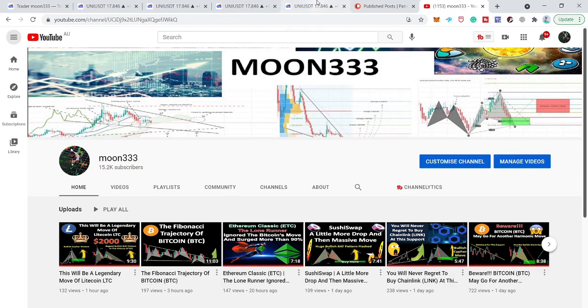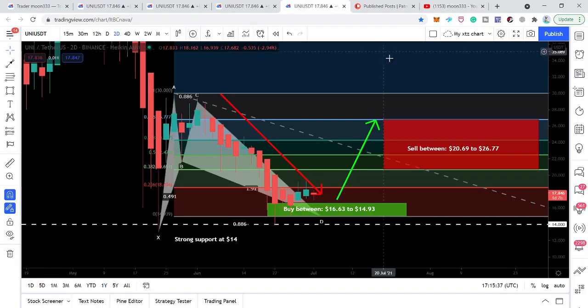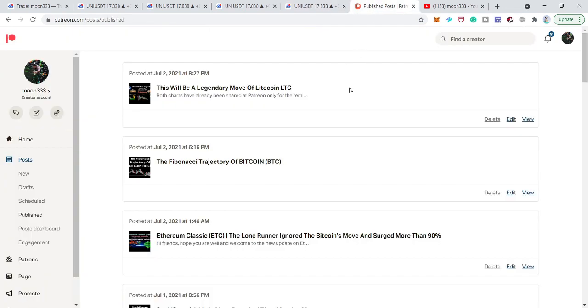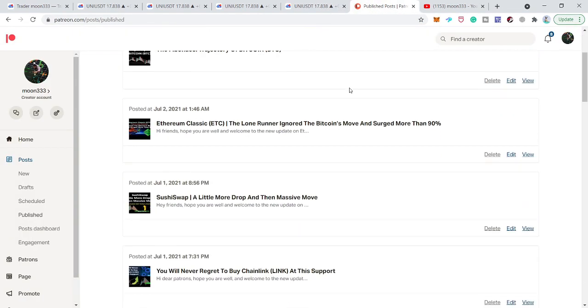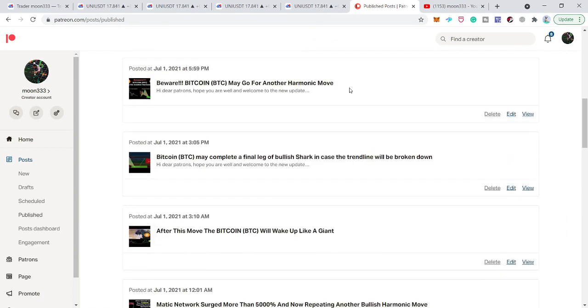In today's video, I want to show you how the price action of Uniswap has completed another harmonic bullish reversal move, and this time it has completed this bullish bat move. In fact, I shared this move on 24th of June at the Patreon, and let me show you the chart.